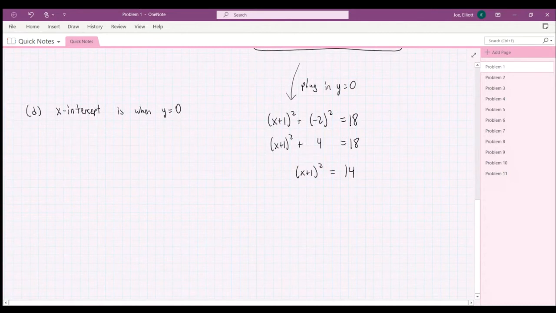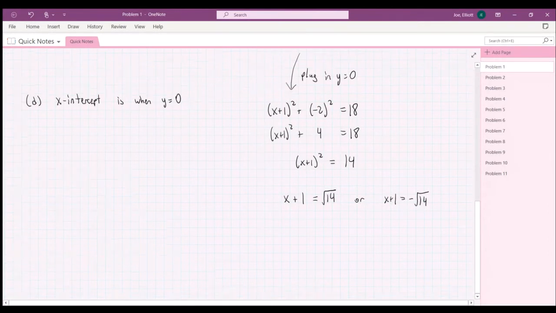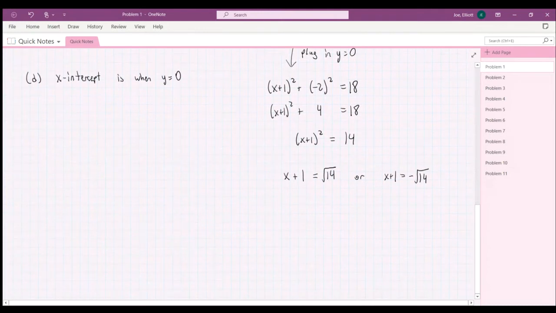All right, now at this point, if I want to solve for x, what we could do is square root both sides. But keep in mind that here you have two possible solutions when you do this. So you could have x plus 1 equals square root of 14, or you could also have x plus 1 equals negative square root of 14. Okay? So when you're solving for x in an equation like this and you square root, keep in mind that you need to consider both the plus and the minus square root.